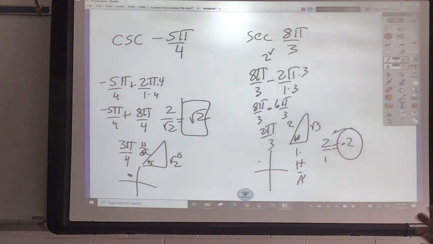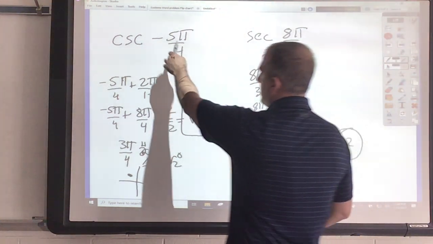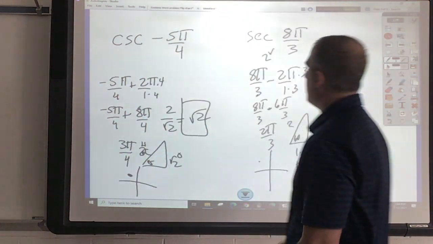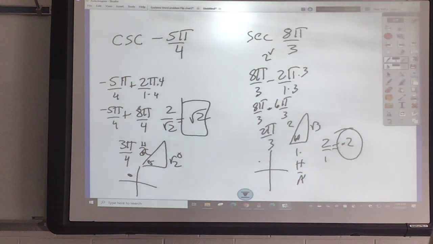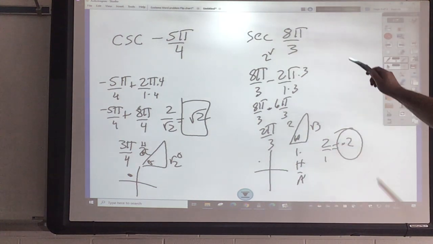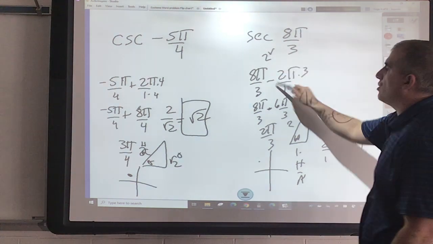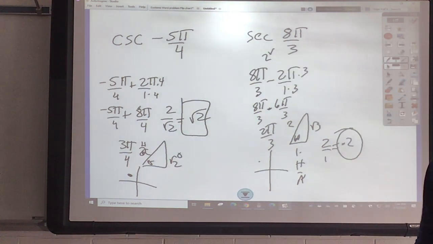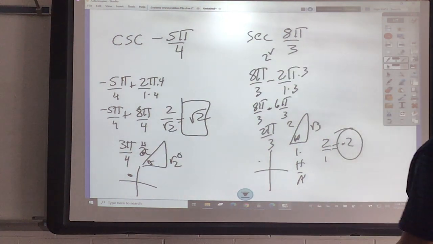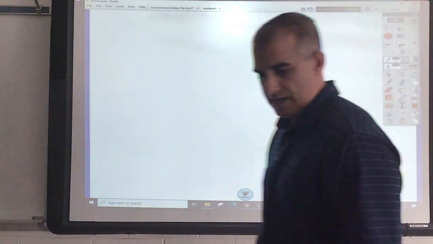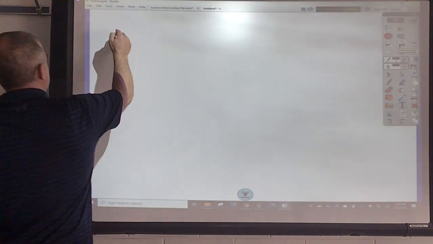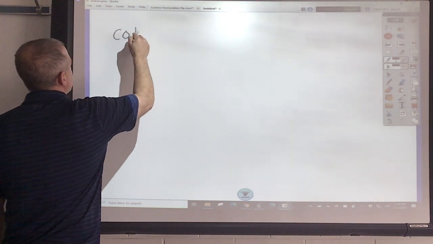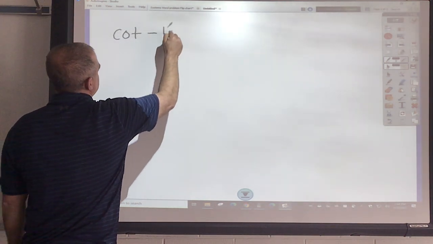So what you have to do is, if negatives are easy, you know you have to add 2 pi. What you have to check, if you think it might be too big, is how many times this goes in. If it's more than 2, I have to subtract by 2 pi. So let me just give you 2 questions. I'm not going to overdraw that for you. Let's say I got cotangent of, let's say, negative pi over 6.